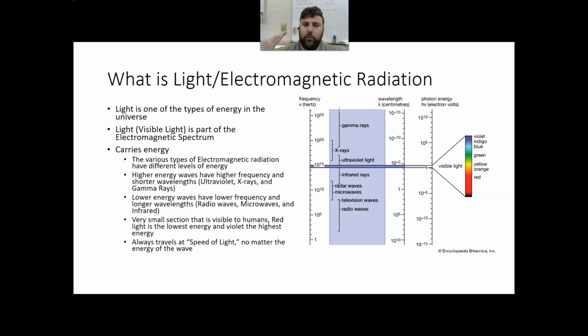Lastly, no matter what the energy of the wave is, light always travels at the speed of light. This is more of a physics concept, but light has a constant speed. The change in energy adjusts the frequency of the light. Higher energy waves will have a higher frequency and shorter wavelength, but they still move at the speed of light.